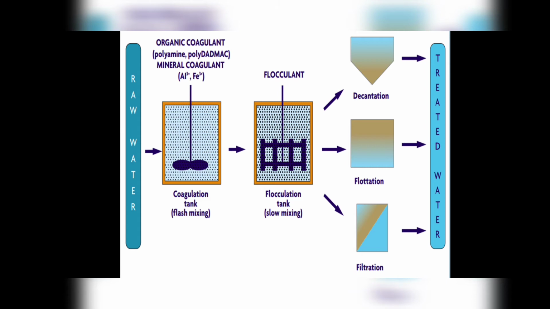The process of adding a chemical to cause the suspended material to clump into larger particles is called flocculation or coagulation. The treatment unit where coagulation and flocculation is performed is called a flocculator.